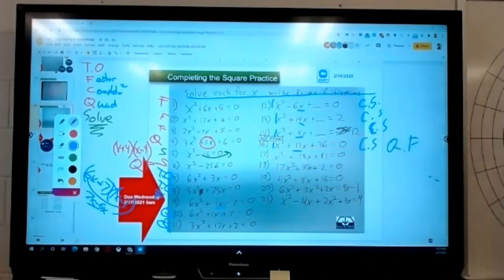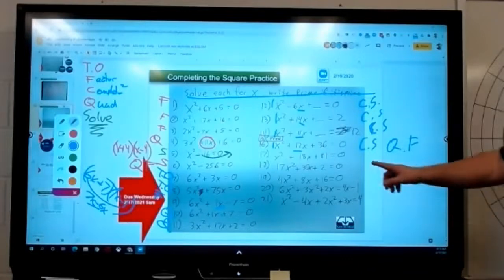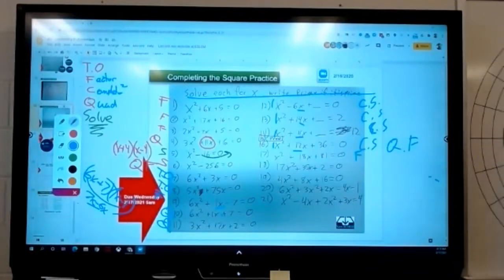Okay, number 17, what do you think? Factor? I totally would factor that. Because could I go 81 is 9 and 9? Does that make 18 pretty easy? All right, what about 18?